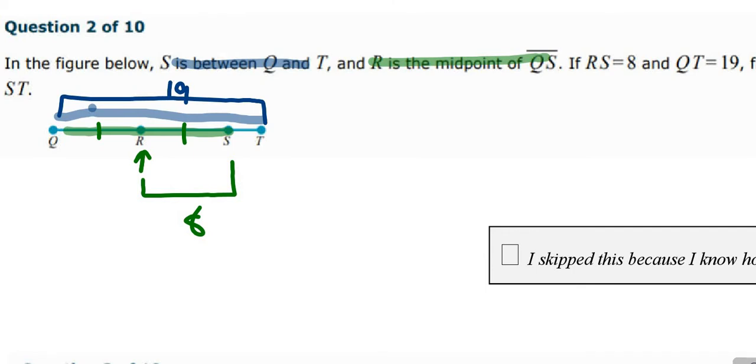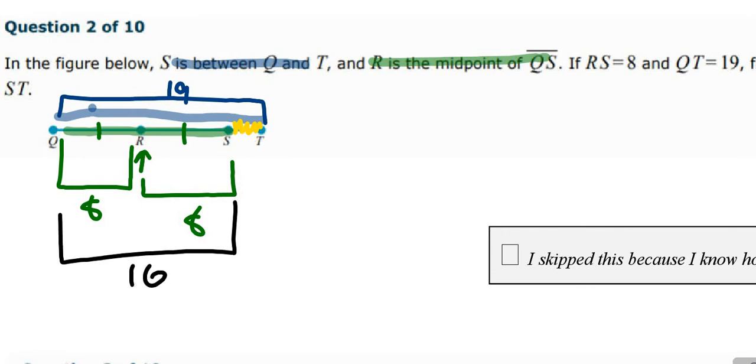It specifically wants us to find ST, but I would get in the habit of just finding everything possible, and you'll probably stumble across the answer. So let's work the hatch marks first. If you trace here, of course, 19, 16, you get the difference of 3.